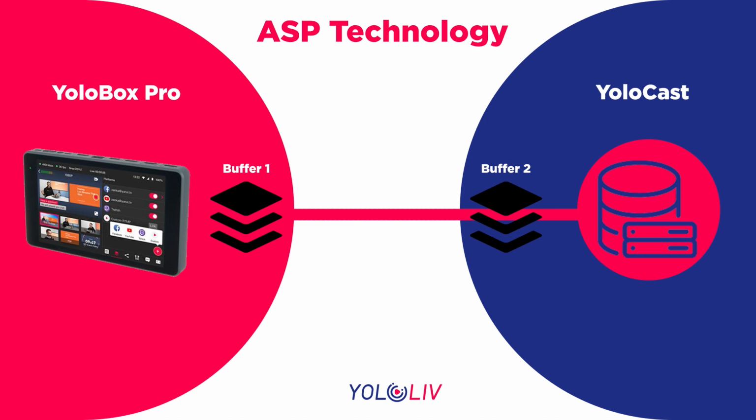Disruptions in your network can cause the buffer on the YoloCast end to start to get depleted. But as long as the network is restored in time, the YoloBox will send data at a faster pace to refill the YoloCast buffer until it's back to a safe level. And then the data rate will resume as normal. ASP is a streaming protocol that trades a little bit of delay in your stream for a whole lot of insurance that you're going to have amazing quality and reliability.